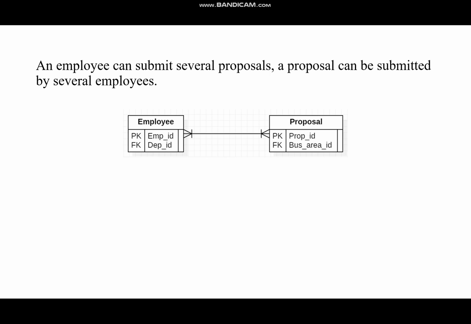There's still one relationship left, and that is an employee can submit several proposals. Proposals can be submitted by several employees. Then here we have a many-to-many, which we know we shouldn't have. But if we look a bit further down in the business description, it talks about how the employees can talk during coffee break and come up with a good proposal, and that many employees can be part of many proposals.